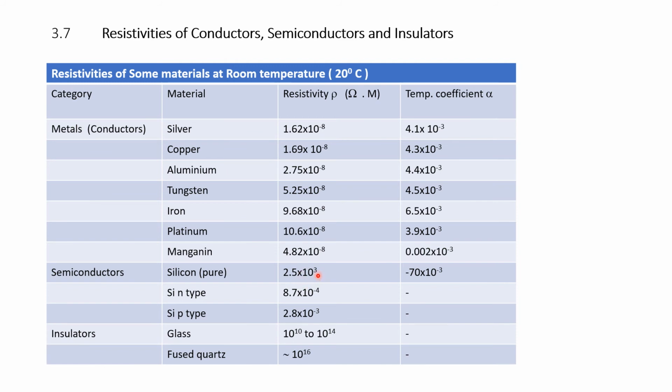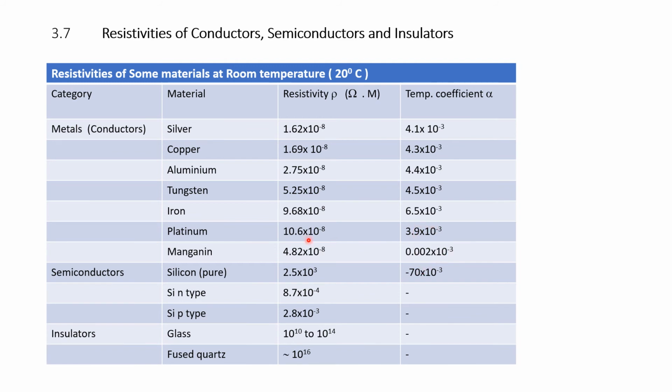So here comparatively the resistivity is on the higher side for semiconductors. Temperature coefficient is not that important here except for pure silicon, which is minus 70 into 10 to the power of minus 3. So here the temperature coefficient of semiconductor is very high as compared, it is 4 and this is 70.